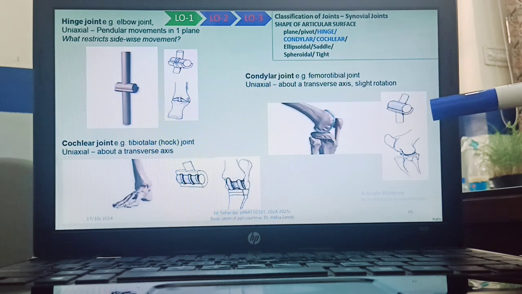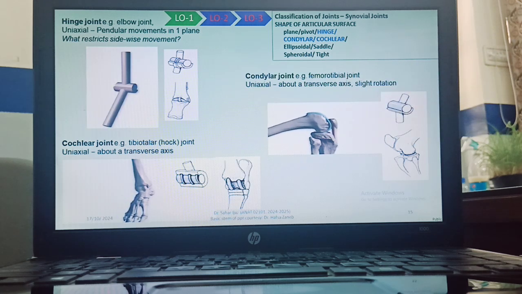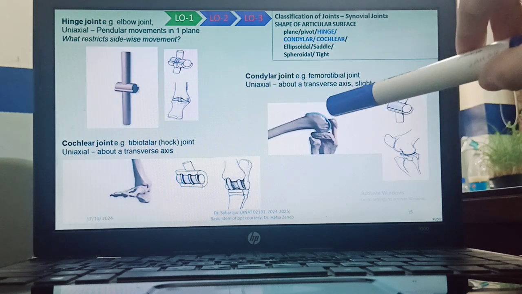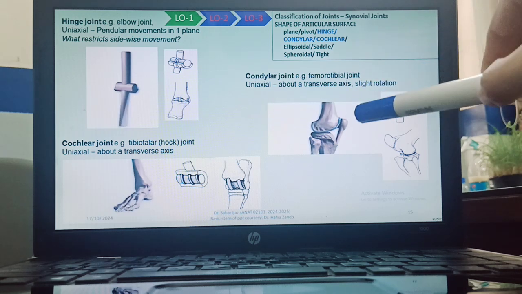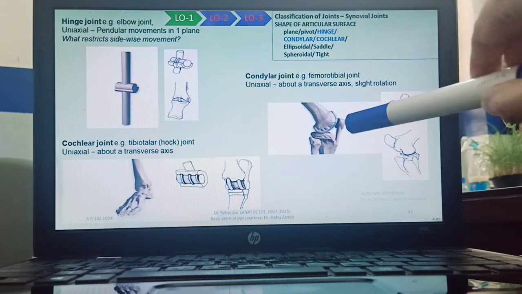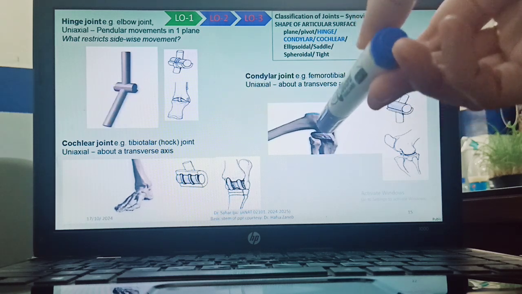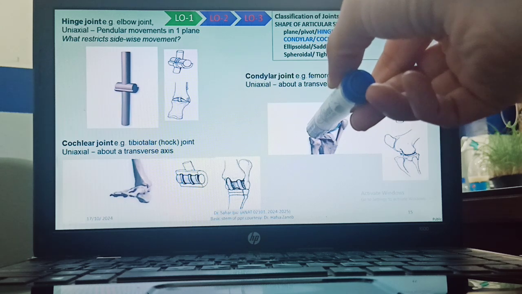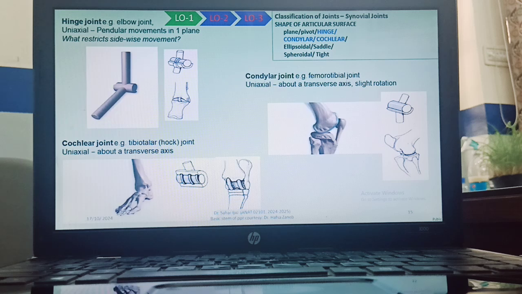Then in the condylar, like it is shown in case of the stifle joint or femorotibial joint, this is again uniaxial. Slight rotational movement is possible. Uniaxial movement is there. The transverse axis is passing through the joint this way, and about this axis the movement is happening. So this is uniaxial.